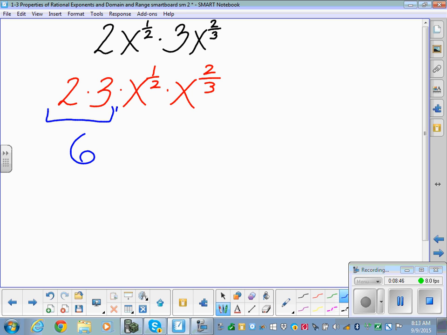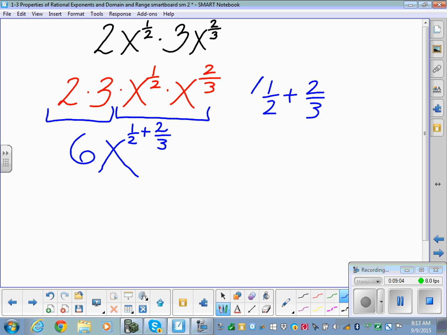Good. Now right here, we're multiplying the same base, so we're going to add our exponents. So that's going to be x to the 1/2 plus 2/3. Now that shouldn't look scary to you because you can go off to the side and do it by hand, or I suggest just using your calculator. So in your calculator, type in 1/2 plus 2/3, and I would use parentheses around those.